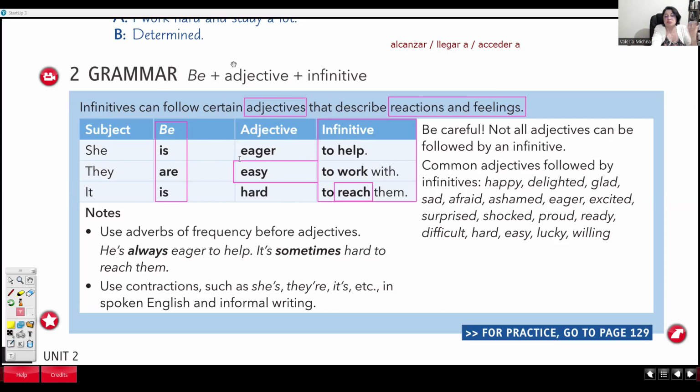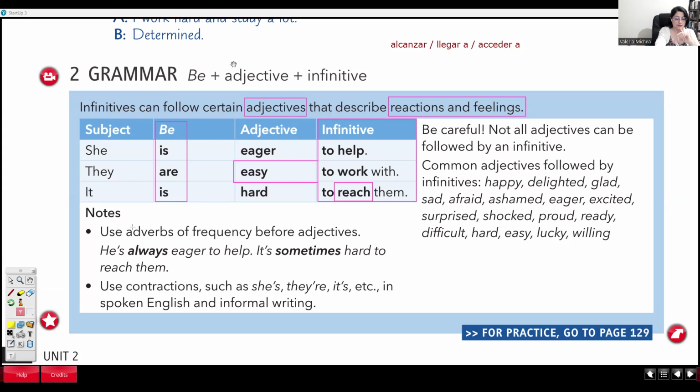So she is eager, it's perfectly fine. But then you add the infinitive and you add more context to the idea of this person being eager. They are easy. It's not a very explanatory sentence, so you can add something else to explain more what you are trying to say. They are easy to work with. Now let's read the notes, because that's going to give us some ideas.